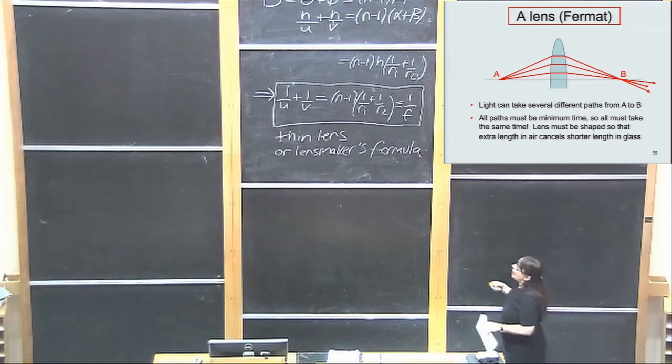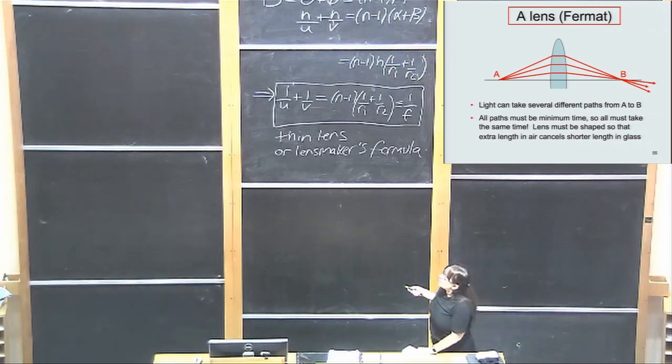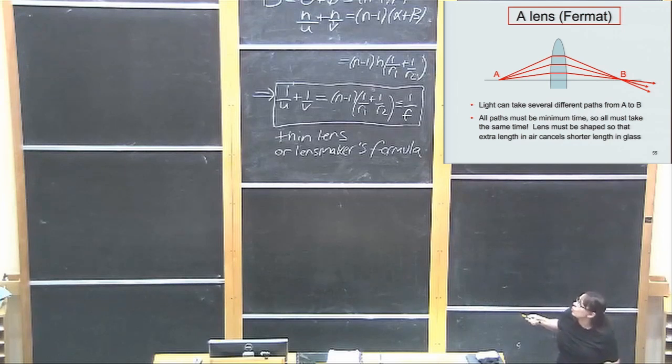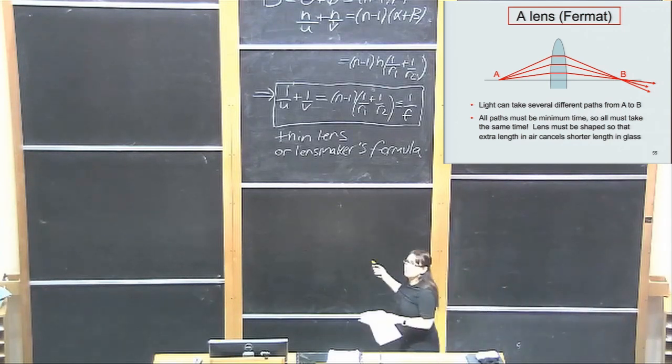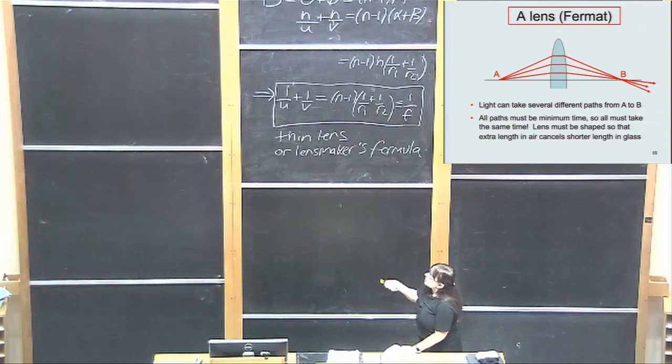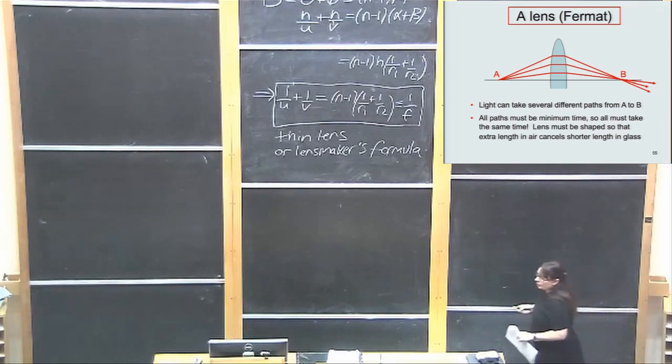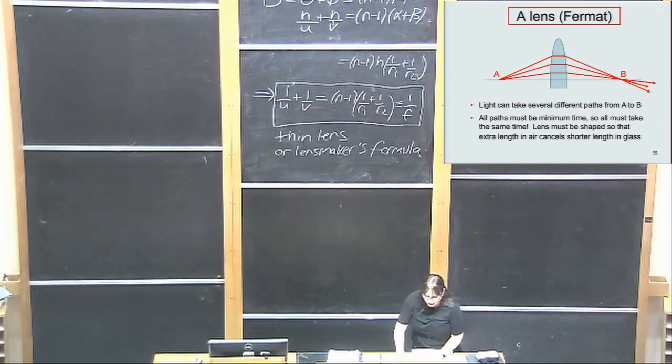Okay, so from Fermat's perspective, he said the lens must be shaped so that the longer time in air travelled by this upper one is exactly compensated by a shorter time in glass. Right? And as long as everything compensates exactly so that all of these paths would take the same time, then the lens will function as a lens. So I'm not going to say more about that because there's a problem on the problem sheet which asks you to think about this a little bit more in the context of Fermat's principle. So I'll leave that as an exercise for you.